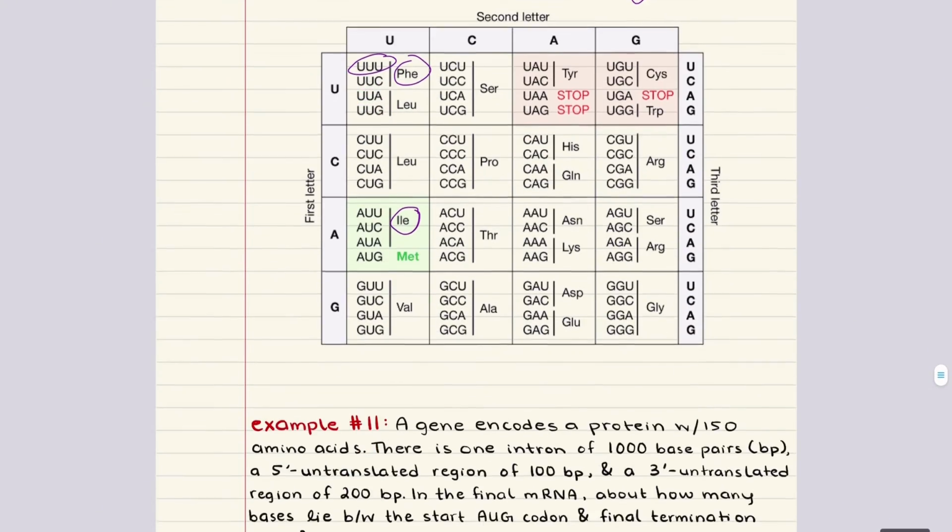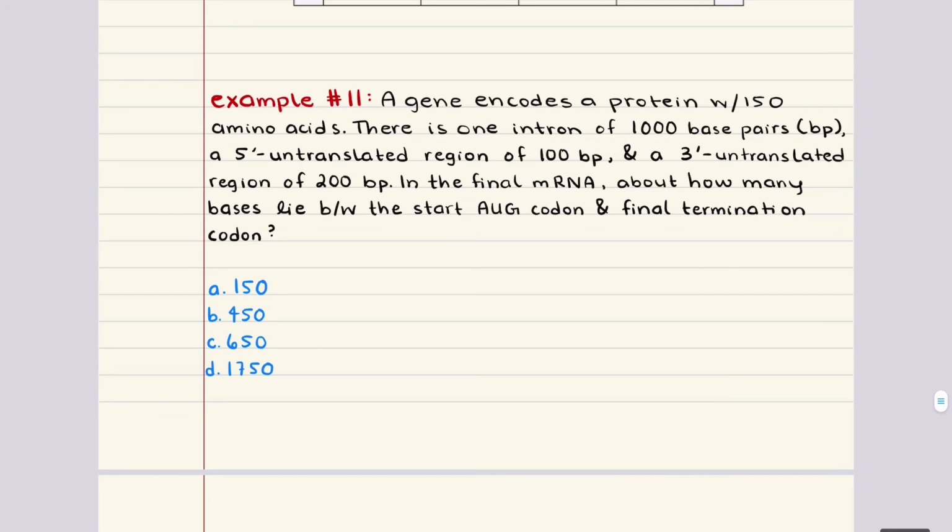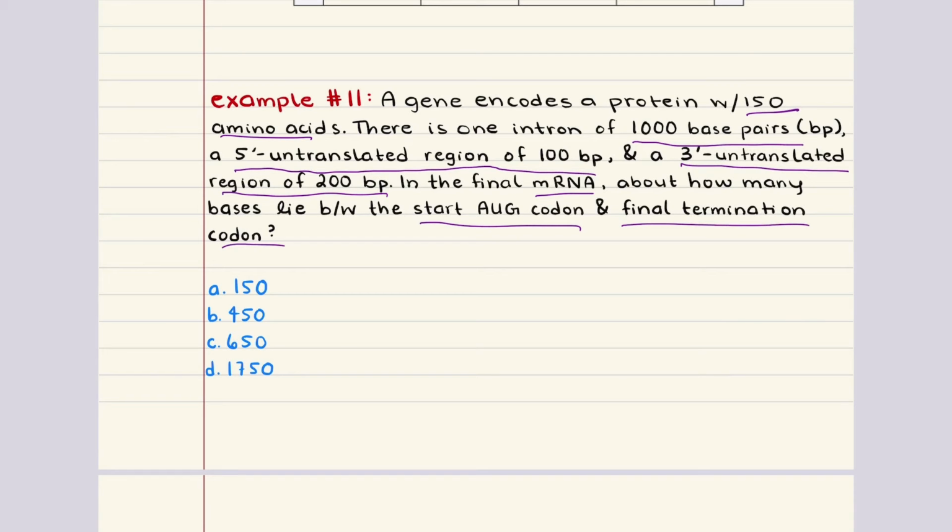We can now move into problem 11. Problem 11 says a gene encodes a protein with 150 amino acids. There is one intron of 1,000 base pairs, a 5' untranslated region of 100 base pairs, and a 3' untranslated region of 200 base pairs. In the final messenger RNA, about how many bases lie between the start AUG codon and final termination codon?